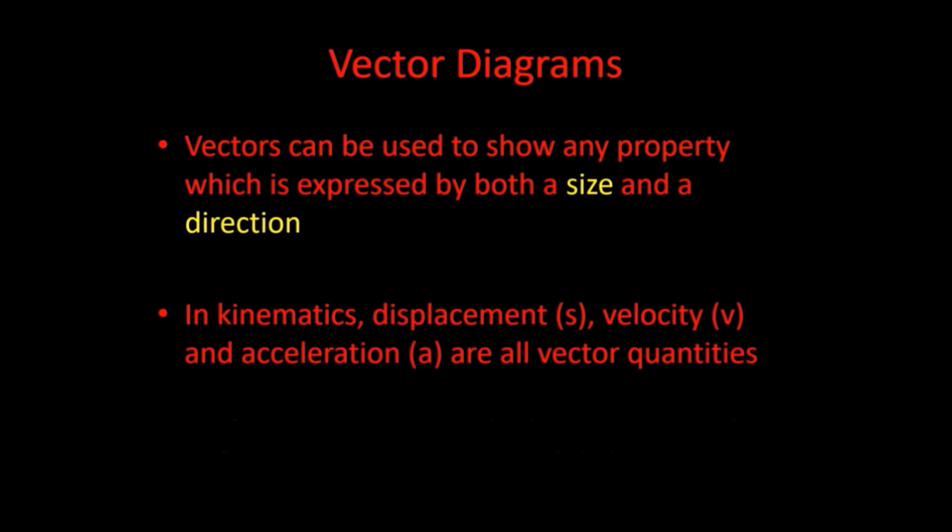Vectors basically show you any property which has both a size and a direction. We're dealing mostly with kinematics in our case, so displacement, velocity, and acceleration tend to be the main points that we use vectors to express. Of course, if we multiply our vector, say velocity, by a scalar, which is a mass, we would get back momentum, which in itself is a vector quantity. The same is true if we look at a force, that being mass times acceleration. So a vector quantity times a scalar gives back another vector quantity.